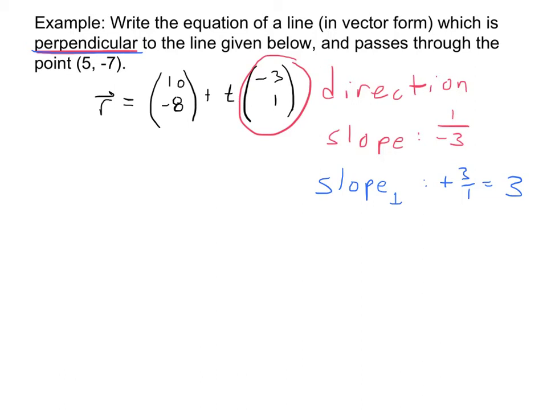And so now if you have that slope, what direction, in other words, what directional vector would we write that has a slope that's the same as a slope of 3?